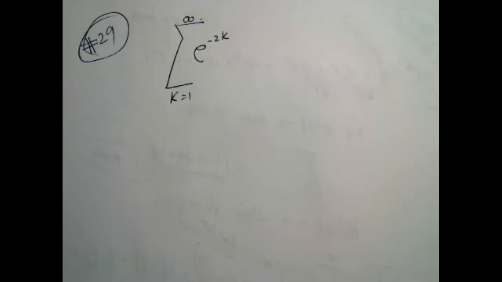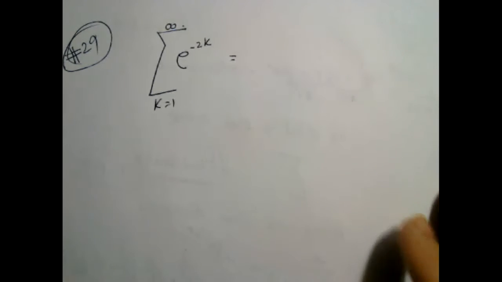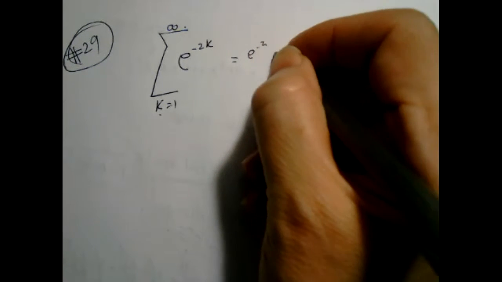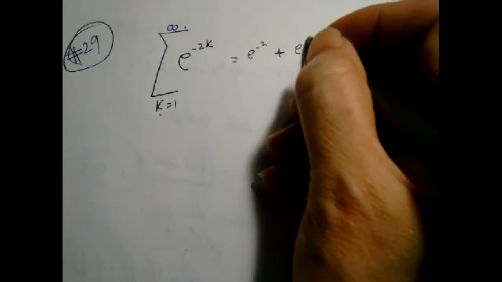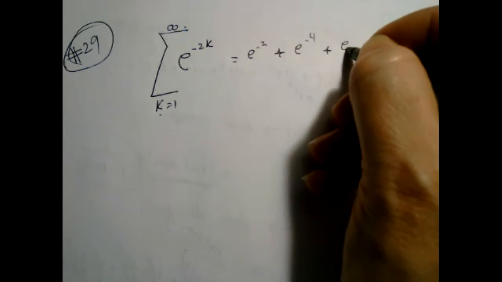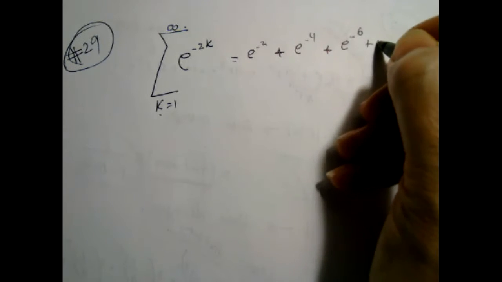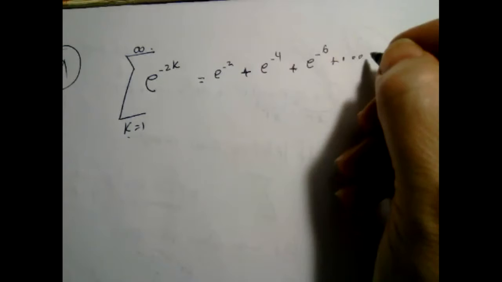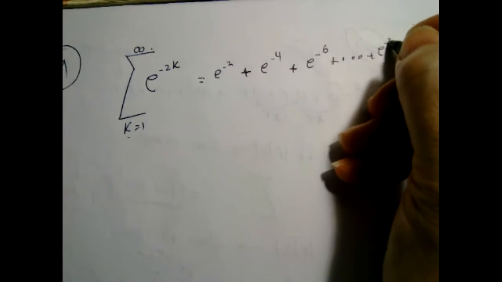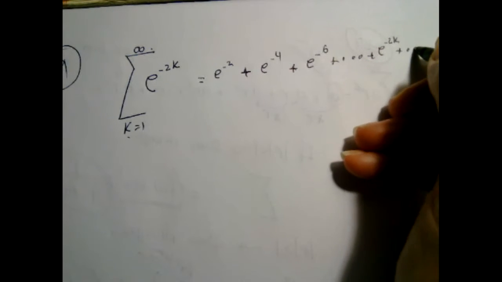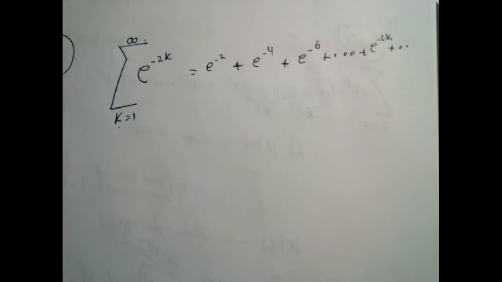Okay, all right, so again, we will write the first few terms just to make sure that it is a geometric series, because writing them out will be easy. So for k equal to 1, I have e to the -2 plus e to the -4, e to the -6, etc. So my general term is e to the -2k, and so on.